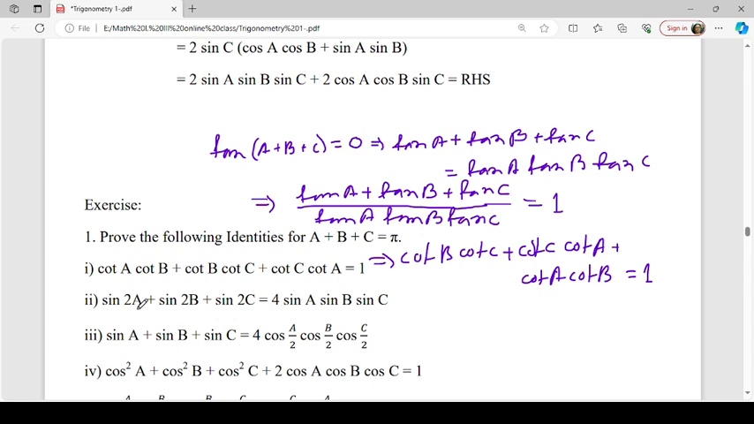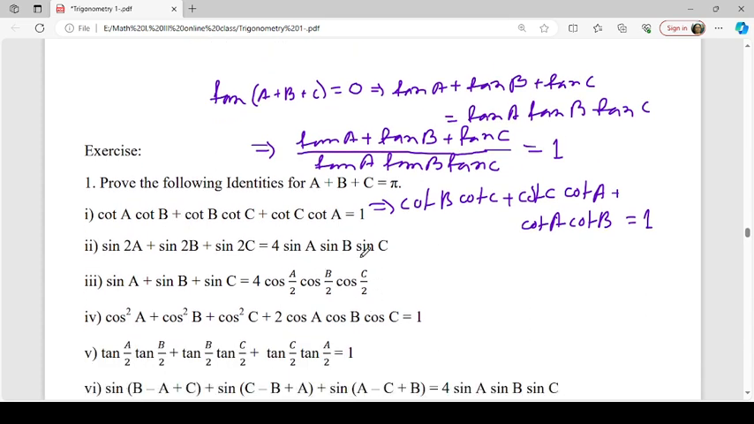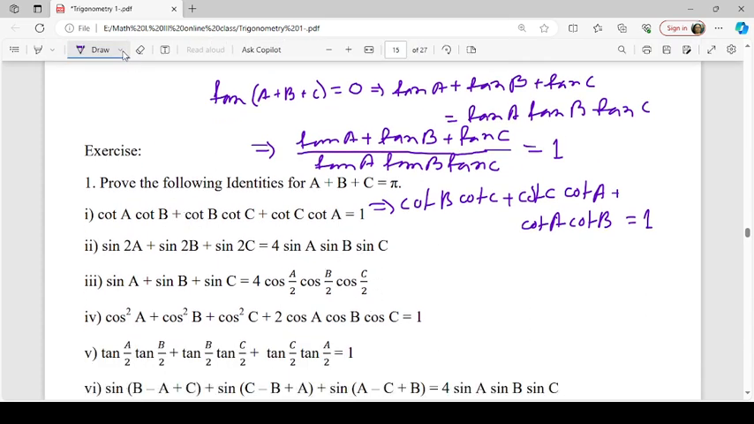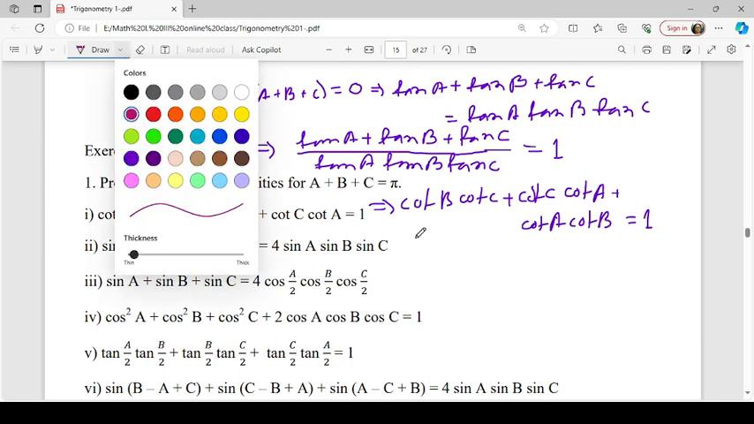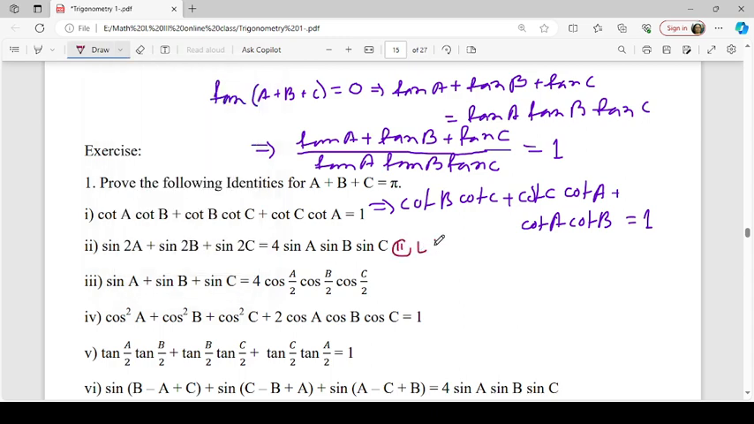Then sin twice a plus sin twice b plus sin twice c equal to 4 sin a sin b sin c. So sin twice a plus sin twice b. So number 2 left hand side is 2 sin of a plus b by 2, that is twice a plus twice b by 2, then cos of a minus b by 2, twice a minus twice b by 2, it is a minus b, and sin twice c we write as 2 sin c cos c.